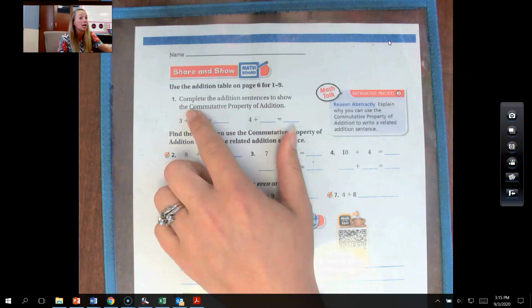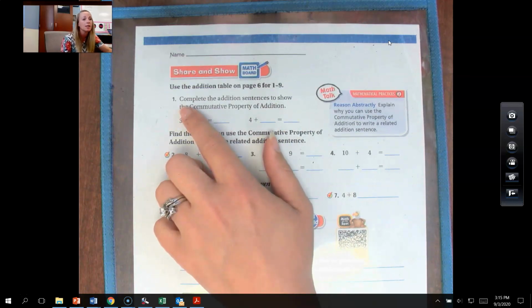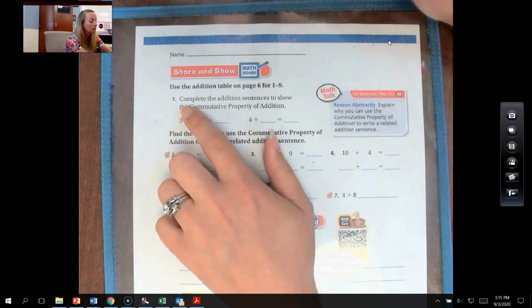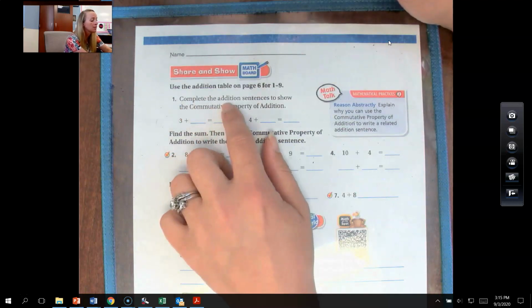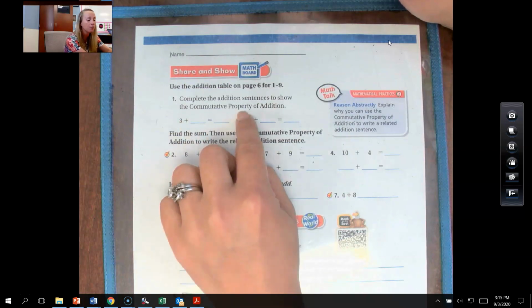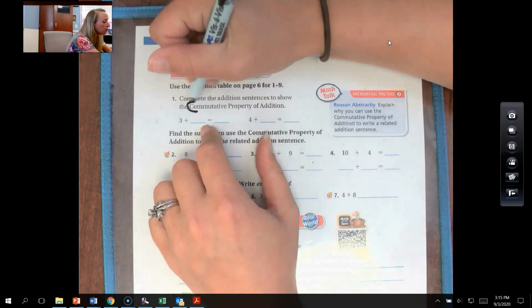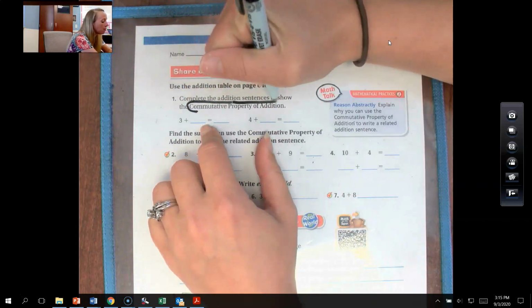We always read the directions first, so please follow along with me on number 1 as I read the directions to you. Complete the addition sentence to show the commutative property of addition. Right now, please circle commutative property of addition.